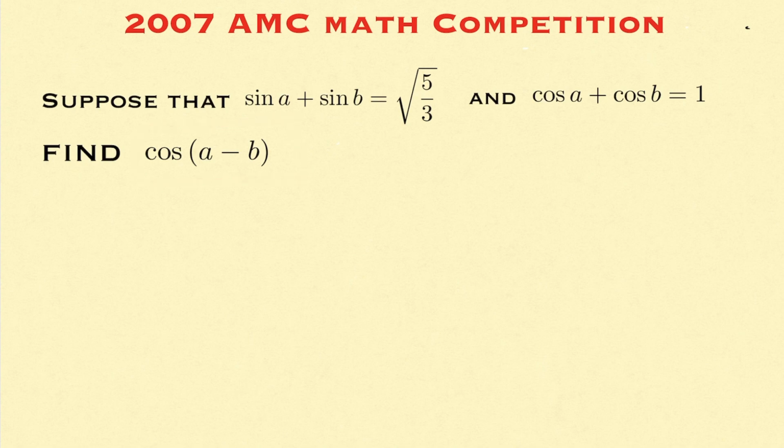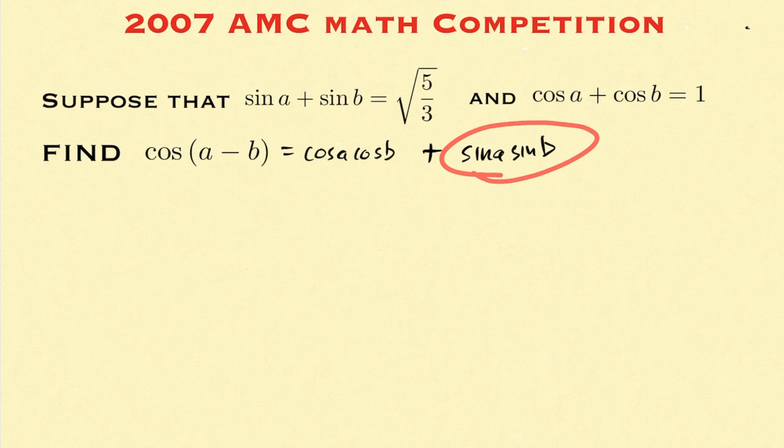When solving a question like this, the first thing to take a look at is, what is the cos of A minus B? Well, the cos of A minus B is going to equal the cos of A cos of B, plus the sine of A sine of B. So I need to find an expression for the cos of A times the cos of B, and likewise for sine A sine B.